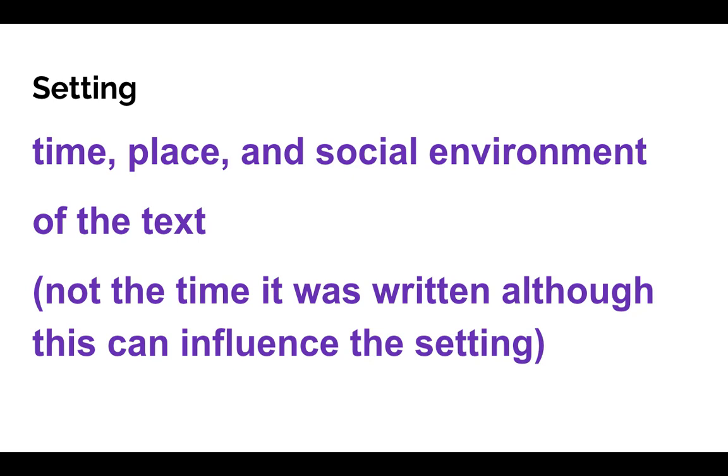Obviously, when something is written can massively influence the setting. For instance, think about books that were written during the Great Depression, a lot of Steinbeck's books like Of Mice and Men, or think about a book that was written after the Civil War, but is talking about pre-Civil War, like Adventures of Huckleberry Finn. Great Gatsby is another example of this as well. It's a book that's written during the Jazz Age, and so it involves a lot of references to the Jazz Age. But setting doesn't necessarily mean when a book was written. It's more about when the book is actually set.